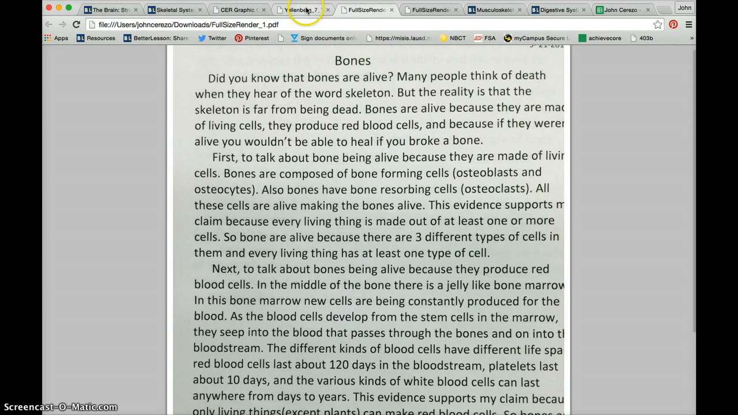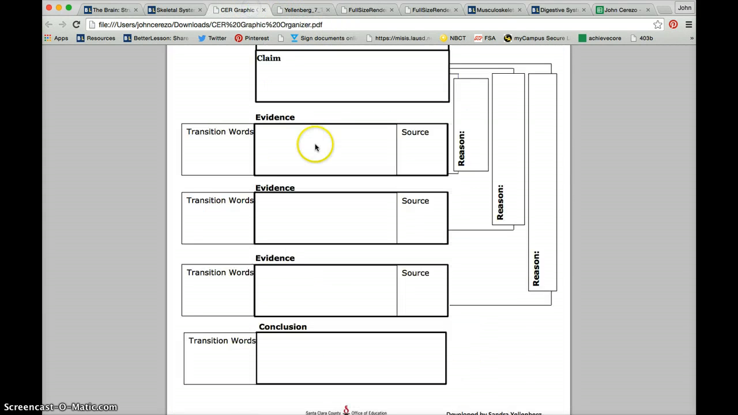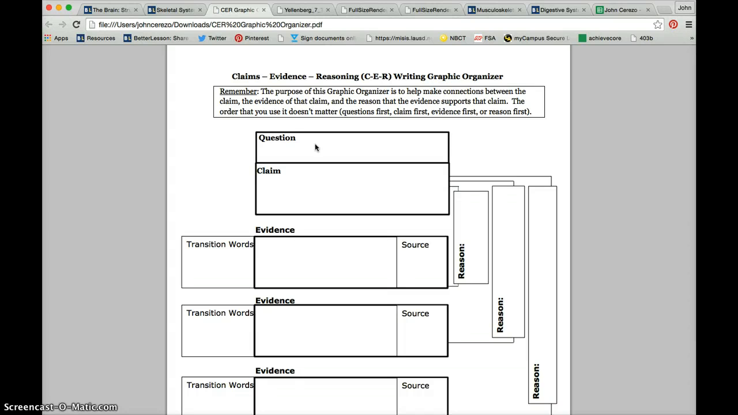So, in terms of writing a claim evidence based argument, this has been a great source that I've used during the year, and I hope you may find use of it as well.